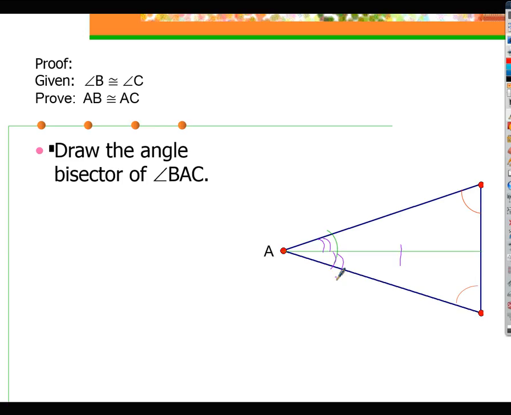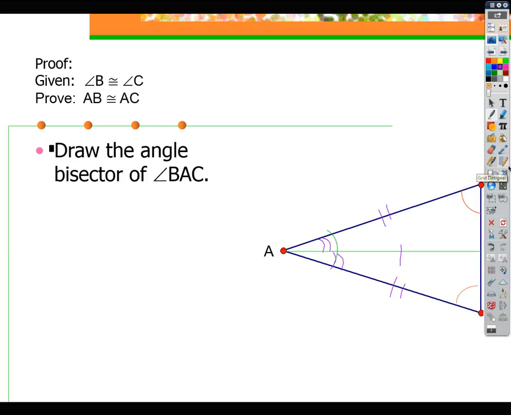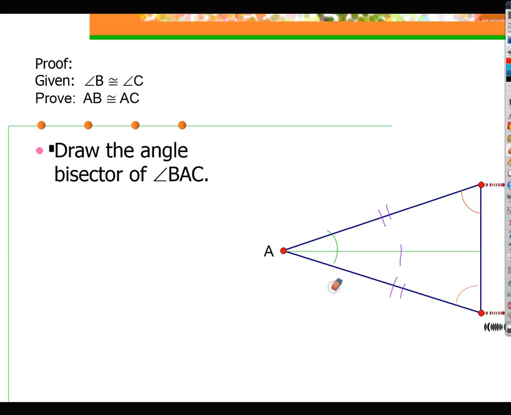Okay, and if they're congruent, then how could I show that this is true? CPCTC, right? Okay. I thought it was CBCD, those always are. So those aren't congruent?